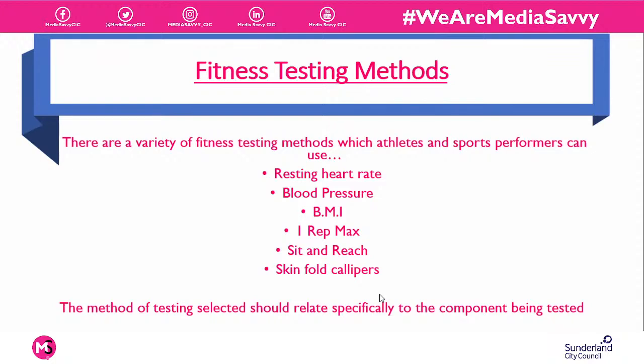The 1 rep max is of course doing one lift, one repetition, lifting a weight once, but as heavy as possible. So the maximum you can do at once with a particular muscle group or particular muscle. Sit and reach test for flexibility, and skinfold calipers, like I say, is for body composition and checking how much fat and water and stuff we might be carrying.